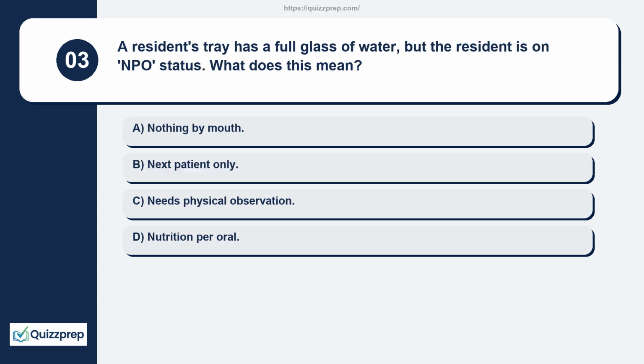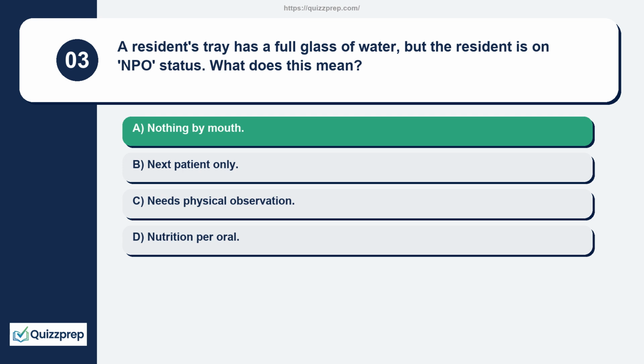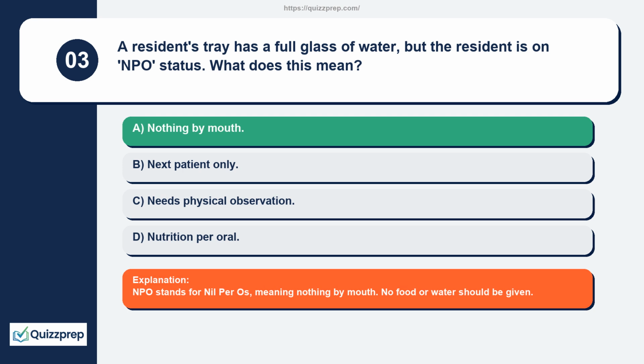Question 3. A resident's tray has a full glass of water, but the resident is on NPO status. What does this mean? Nothing by mouth. Next patient only. Needs physical observation. Nutrition per oral. NPO stands for nil per os, meaning nothing by mouth. No food or water should be given.